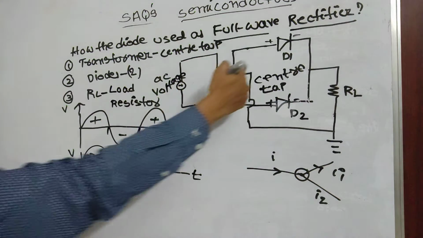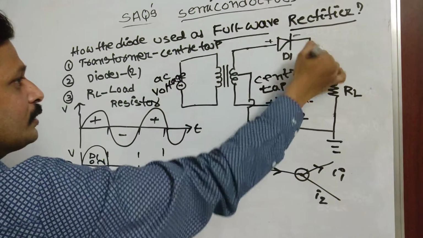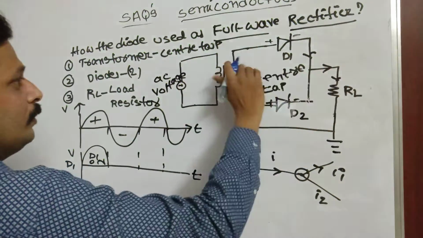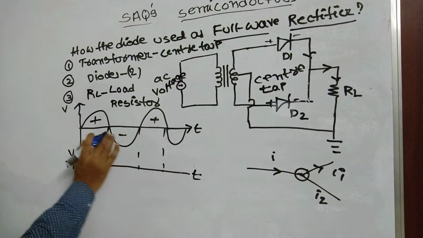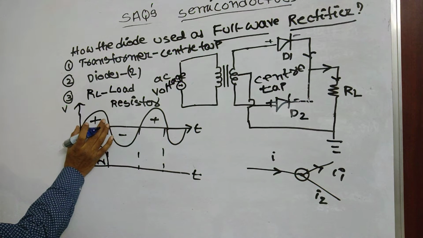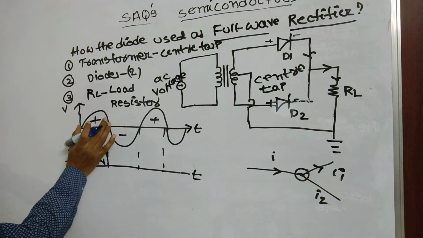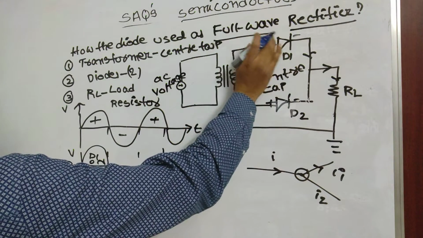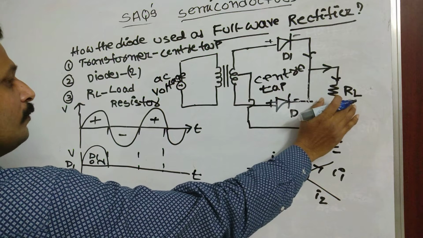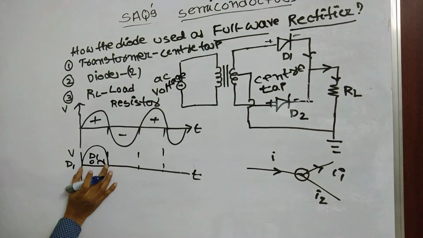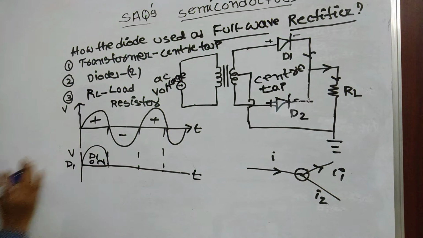Now the current passes through the load like this. Whenever D1 is on, the current passes through the load resistor. That is with respect to the first half cycle. Whenever the first half cycle passes through this, D1 is on and the current reaches the load. When you observe the other waveform, D1 is off.